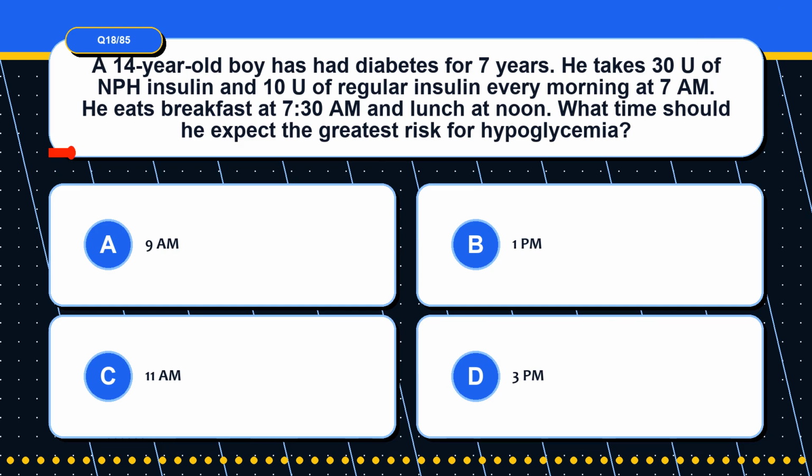Question 18. A 14-year-old boy has had diabetes for 7 years. He takes 30 U of NPH insulin and 10 U of regular insulin every morning at 7 a.m. He eats breakfast at 7:30 a.m. and lunch at noon. What time should he expect the greatest risk for hypoglycemia? Here are the options. Option A: 9 a.m. Option B: 1 p.m. Option C: 11 a.m. Option D: 3 p.m.